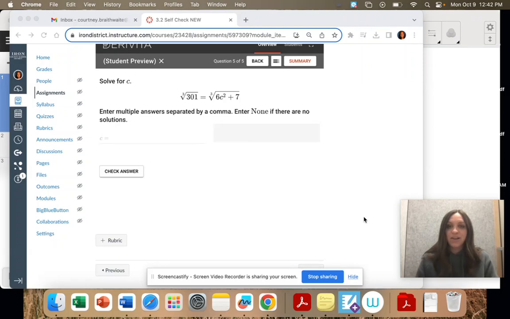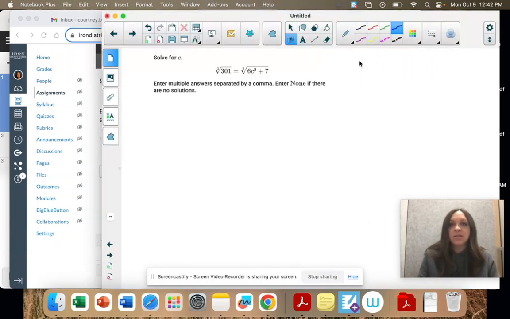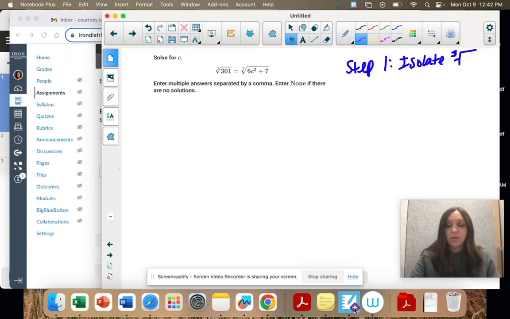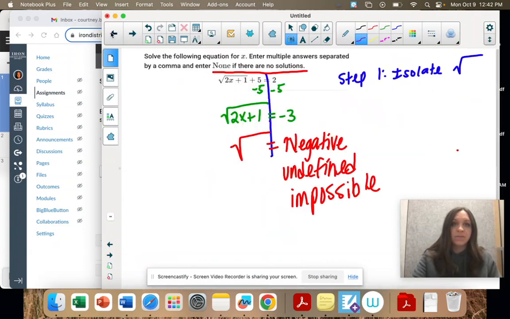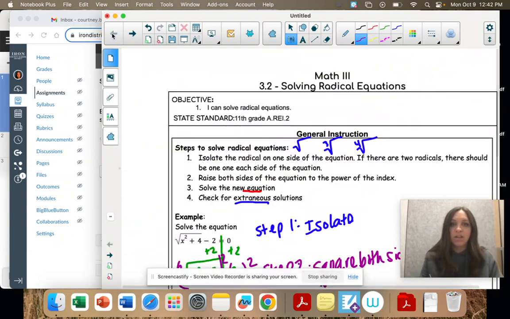Last one, number 5. This is a short self-check because the last one took a while. So we're solving for C. Step 1 is isolate our radical. And this time it's a cube root. And this is isolated. Okay, so remember on our first step, it was going back right here.